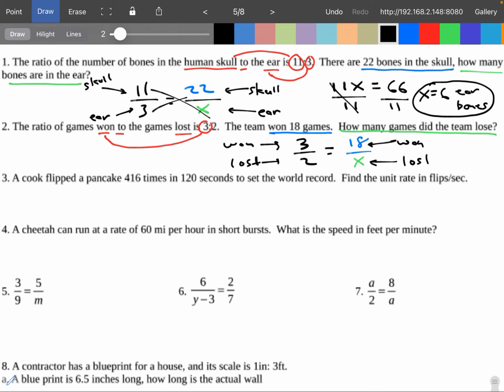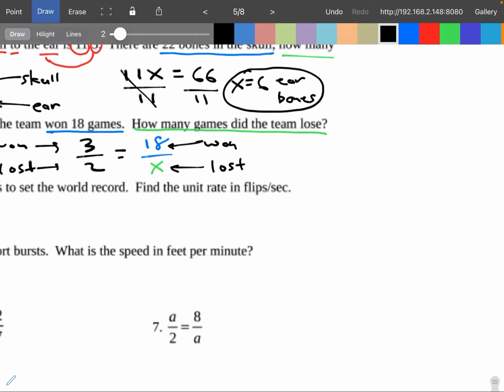And again, you can see this is set up as games won in the numerator, and this is the number of games lost in the denominator. So you just got to be consistent. If you set up the one ratio as won over lost, you got to set up the other ratio also as won over lost. And then you're just going to use the cross products to solve it. So let me come over here. This cross product, 3 times x. What's that? Thank you. 3x, that has to equal the other cross product, which is 2 times 18.